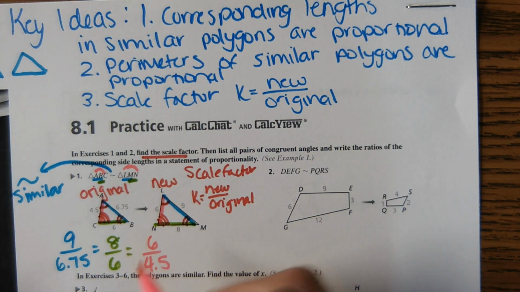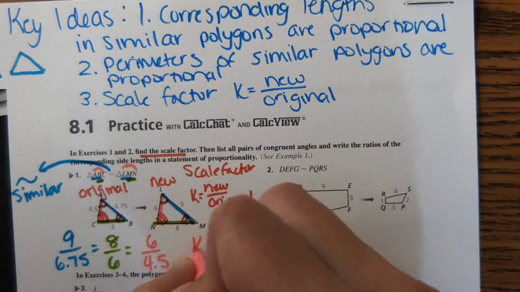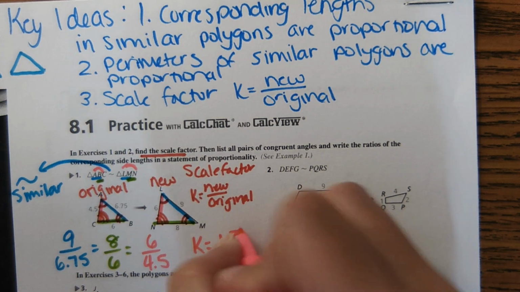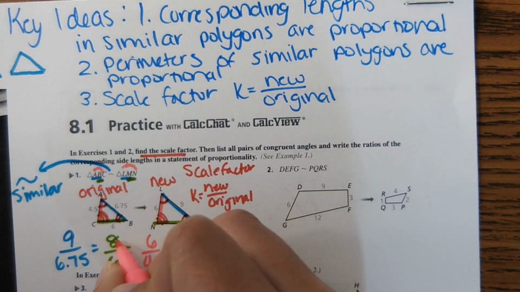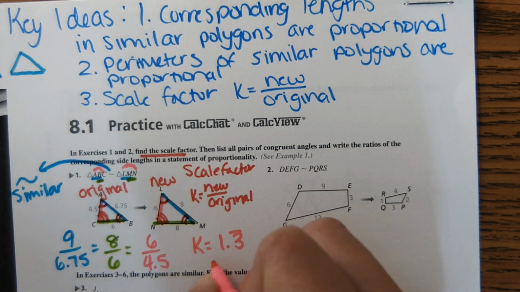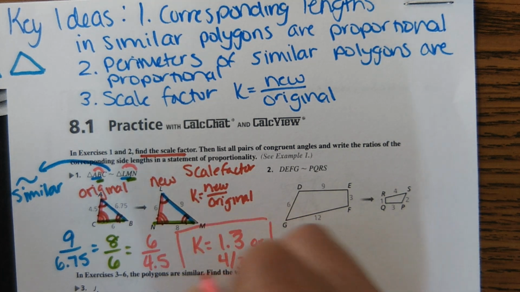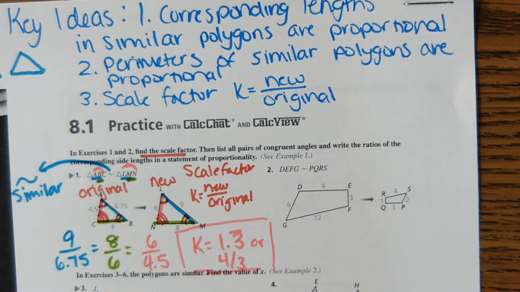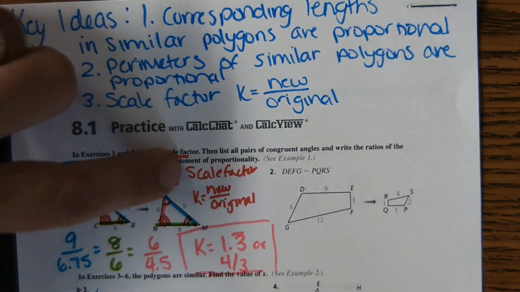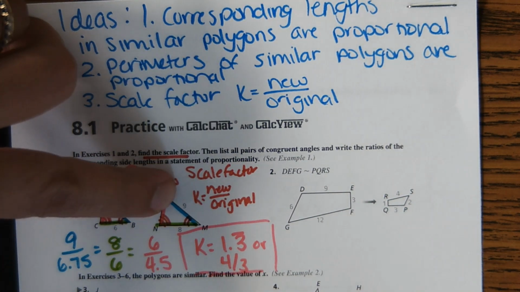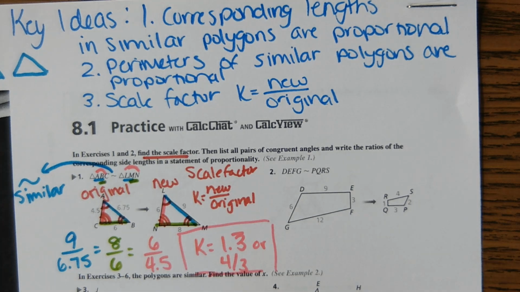And then what this divides to is actually the scale factor. So K equals 1.3 repeating. Or if you simplify the fraction 8/6, it would be 4/3. Either way is correct. So that means that this shape is 1.3 times bigger than this.